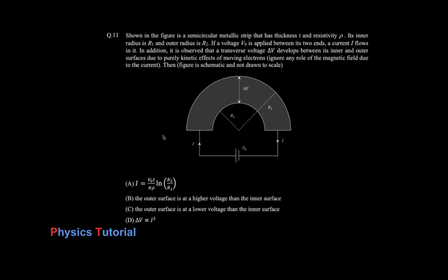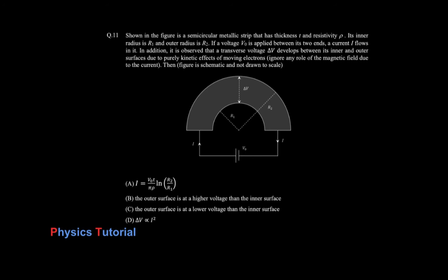Options are given. The current I you have to find in this one, and then after that you have to check A, B, C. More than one correct option is there. The outer surface is at higher voltage than the inner surface. The outer surface is at lower voltage than the inner surface, and delta V is proportional to I square. You have to check these results.